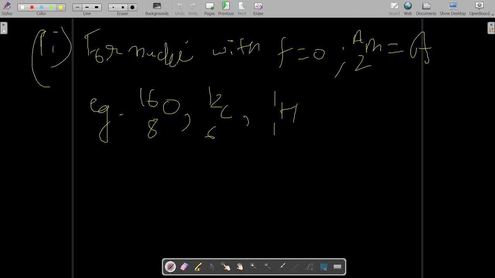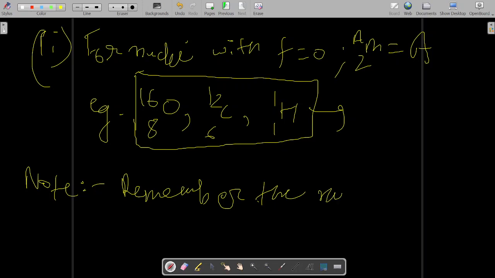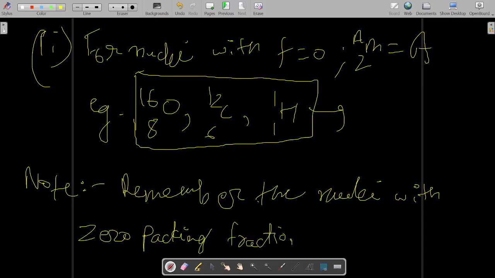In these particular 3 nuclei, others also might be there, but these 3 are the most common examples. You have to remember these examples. So write a note over here: remember the nuclei with 0 packing fraction value, because you will need these again and again. So keep these 3 nuclei in mind.